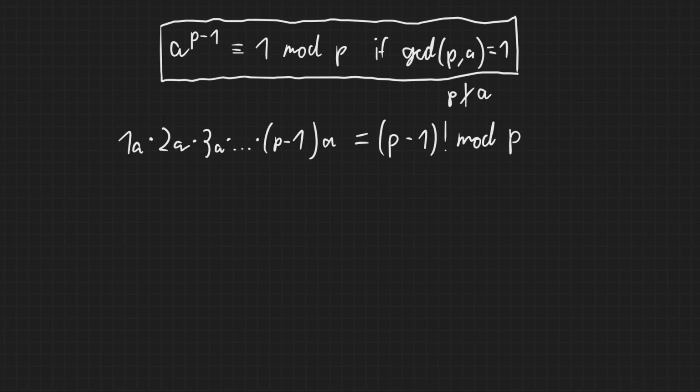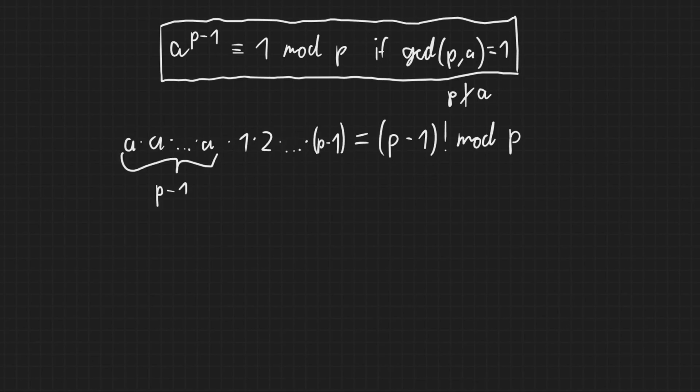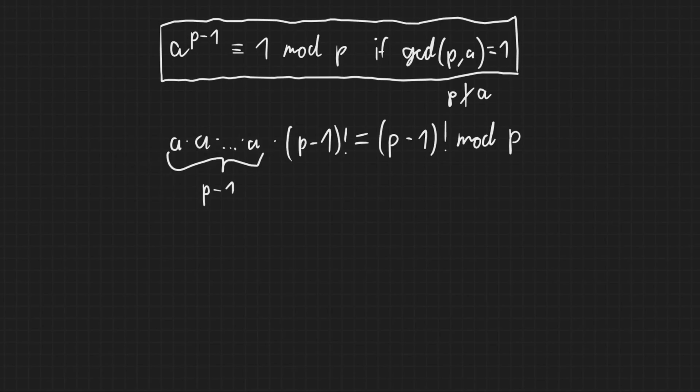Then we move all the a's on the left-hand side to the left and simplify the rest again to p minus 1 factorial. And of course, we can also write the product of a's as a to the p minus 1. And now it's starting to look a lot like the thing we're trying to prove, right? We just need to multiply both sides by the multiplicative inverse of p minus 1 factorial. And we can do that as long as the GCD of p and p minus 1 factorial is 1. So let's check if that's actually the case.